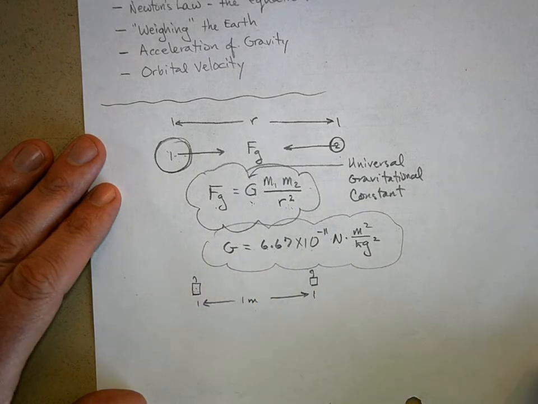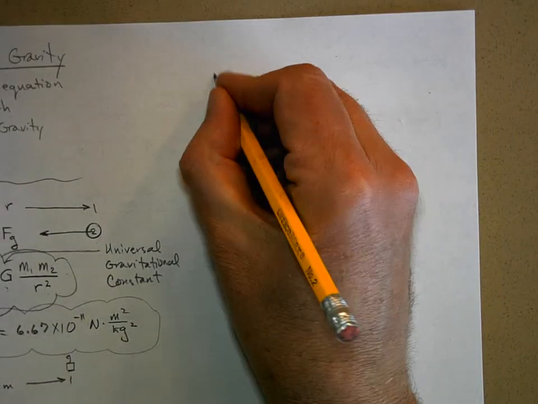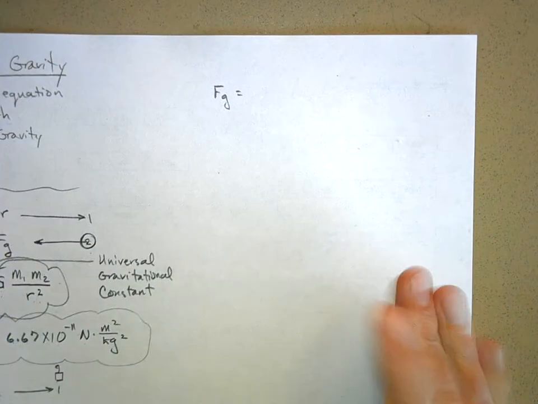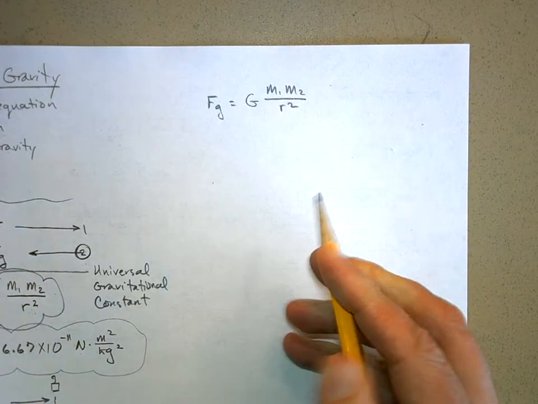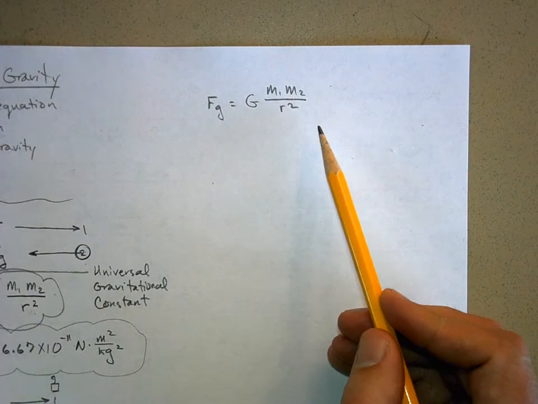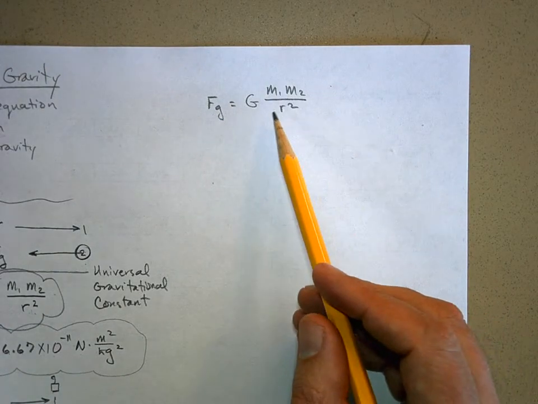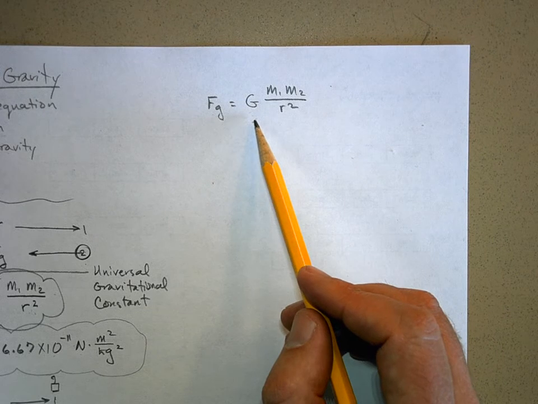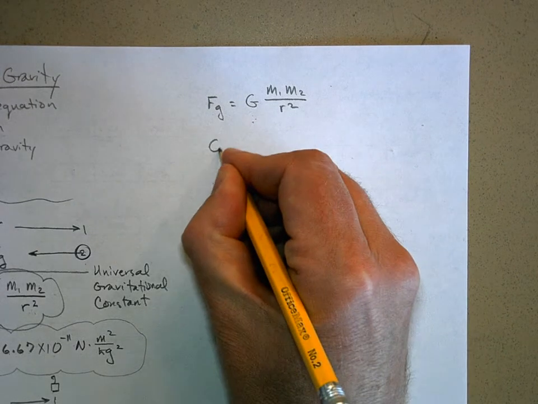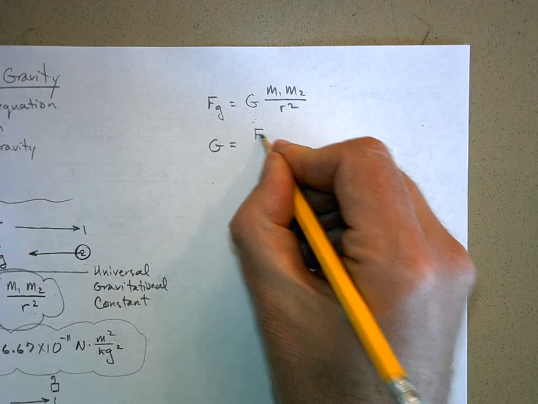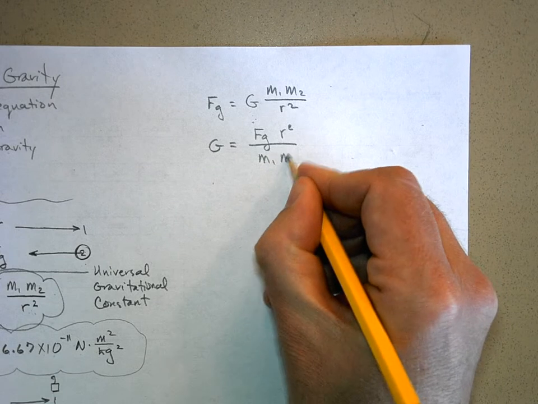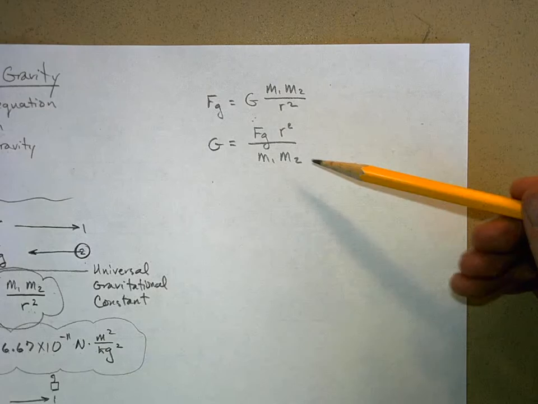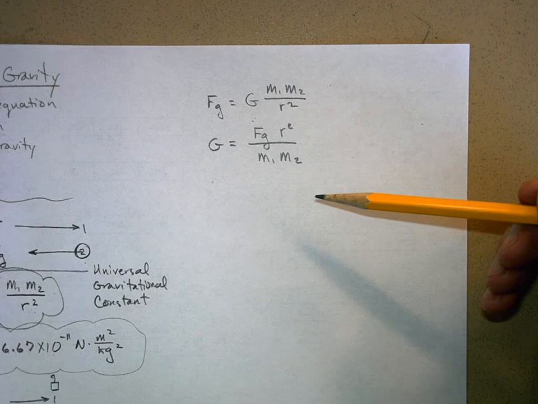Because here's what you have to do to figure out what the gravitational constant is. Take the law of gravity and say, I know that this is true, or at least Newton proved that this is true. Solve for G. Let's solve for the gravitational constant. Do a little algebra 1 here. G is equal to the force of gravity times r squared divided by the masses.